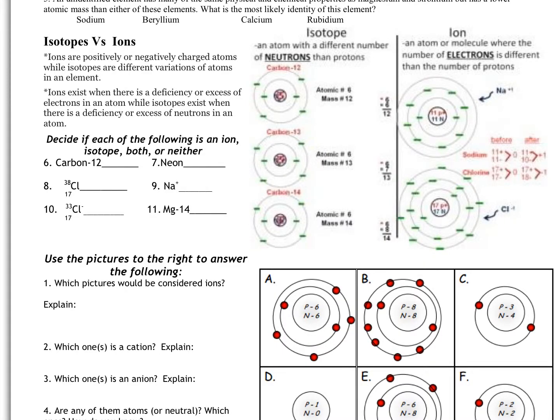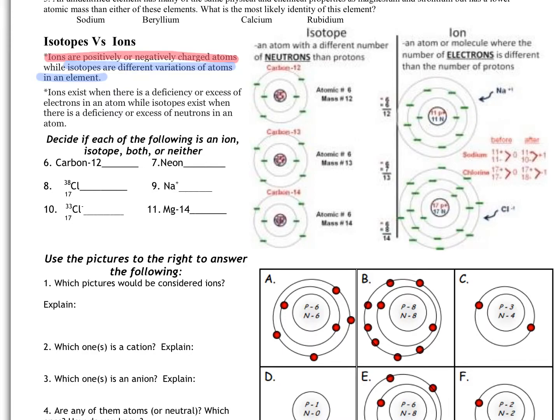Isotopes versus ions. A couple pages before, we talked about the different things you can do to an atom to change it. We said to create an isotope, we're changing neutrons. To create an ion, we're changing electrons. So ions are positively or negatively charged atoms, while isotopes are different variations of atoms in an element.